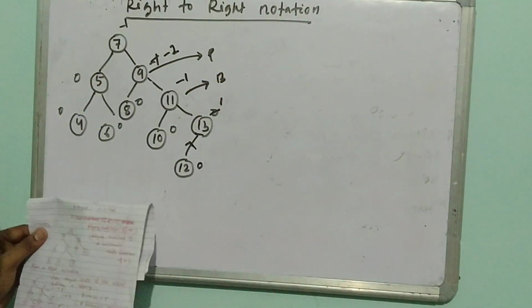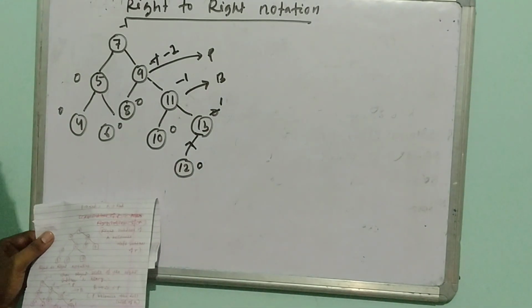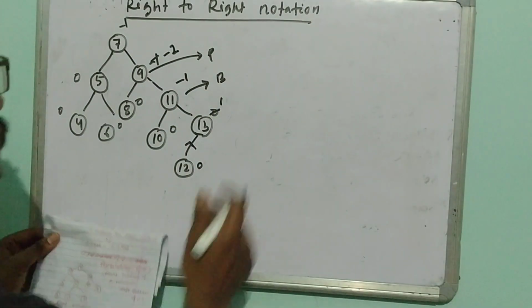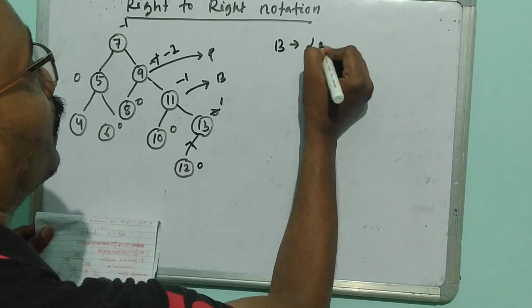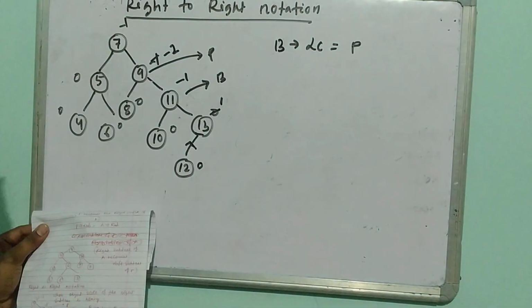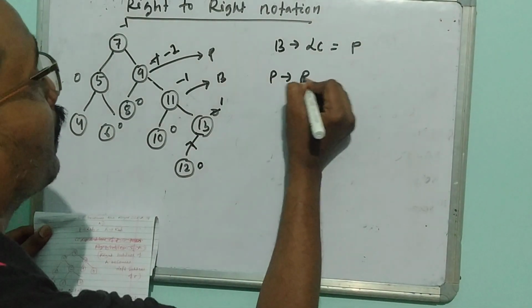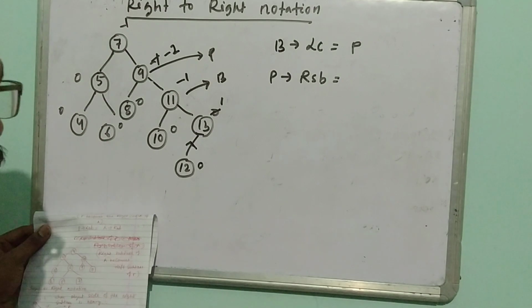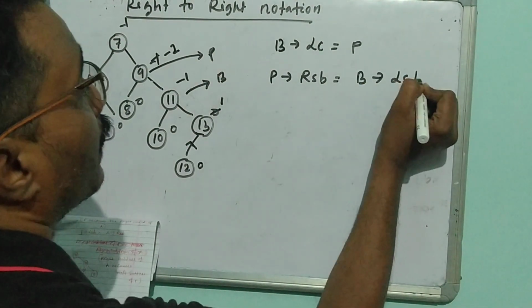Now this is a disbalanced tree and we have to make a right to right rotation. So see the equation first. The equation is the reverse of this. So B LC is equal to P and P RSB is equal to B LSB.